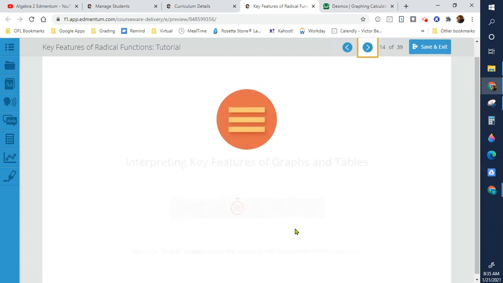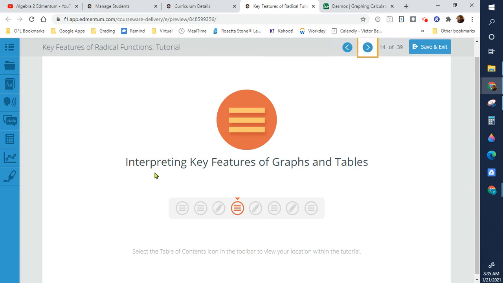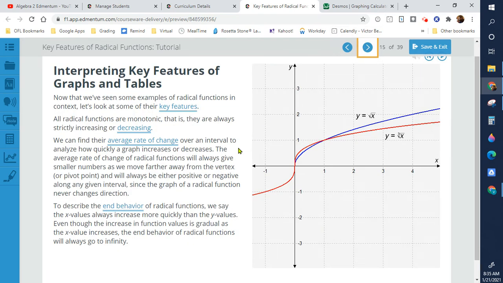Moving on to the next one. So we're going to be interpreting key features of graphs and tables now. All right. So if we look at this, it's important to know what it means by decaying. Radical functions are monotonic. That is, they are always strictly increasing or decreasing. So if you look here, it's always increasing. This one, on this other side, it's always decreasing.